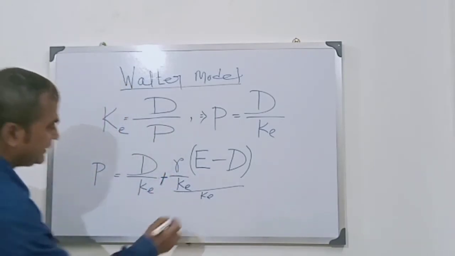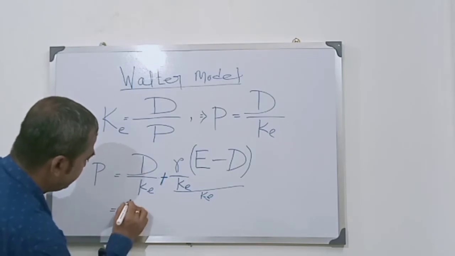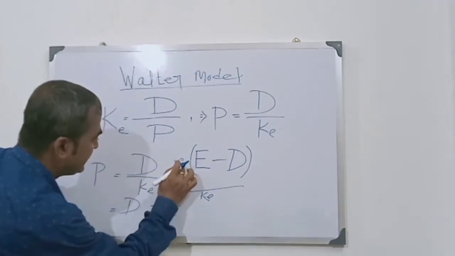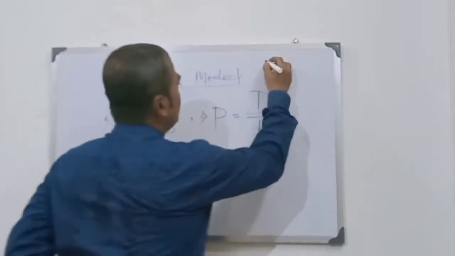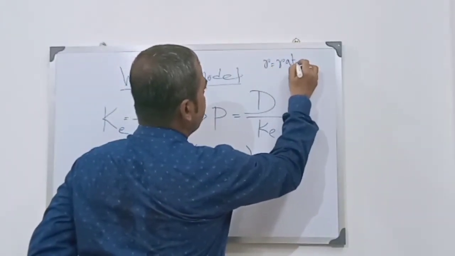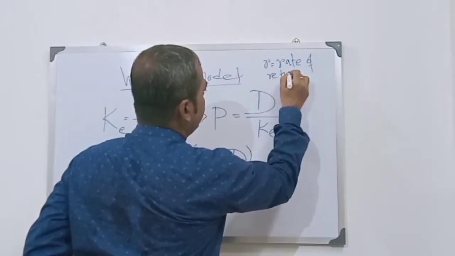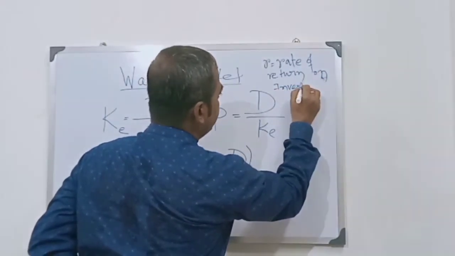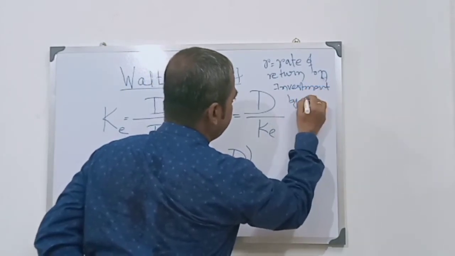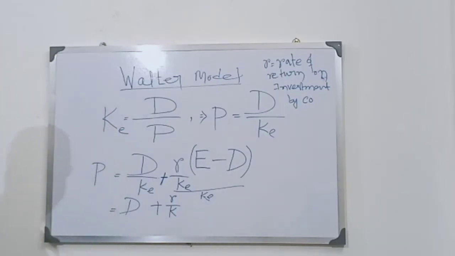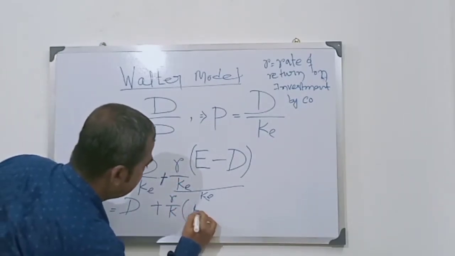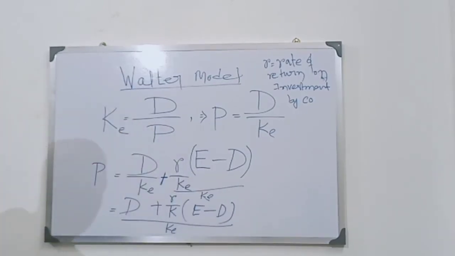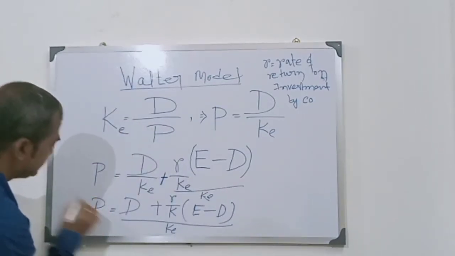So this becomes this. Now if I take the LCM of this and this, it becomes D plus R by KE, where R is the rate of return on investment by the company. This we have to understand. So R by K into E minus D, divided by KE. So what we have got, the price of the equity is this.